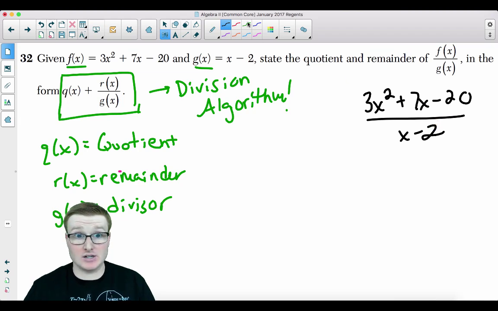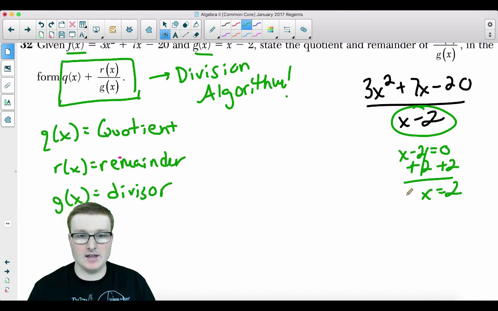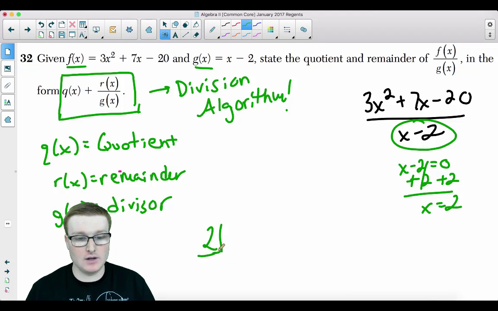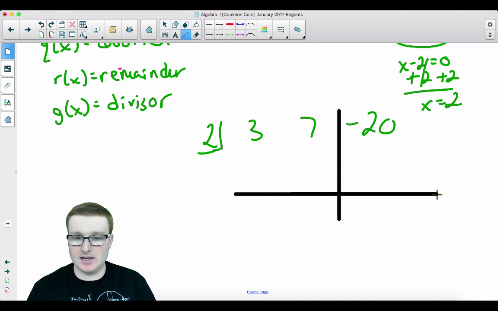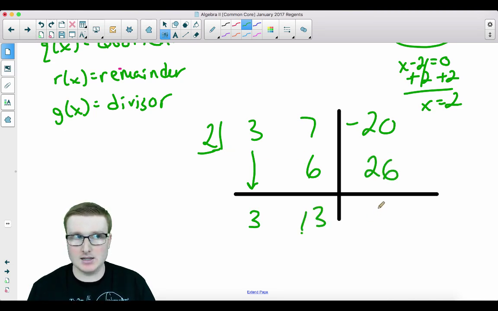We have to perform synthetic division. So I'm going to take the denominator, and I'm going to set it equal to 0. So x minus 2 equals 0. I'm going to add that 2 on both sides, and we get x equals 2. Okay? So we take the 2, we put it in our little window, and we take the coefficients of this polynomial. So we got 3, 7, negative 20. Okay? Draw yourself some lines. Draw a line right before the end, and draw a line underneath. Bring down that 3. Get ready to perform synthetic division. 3 times 2 is 6. Add these up, you get 13. 13 times 2 is 26. Add them up, you get 6.